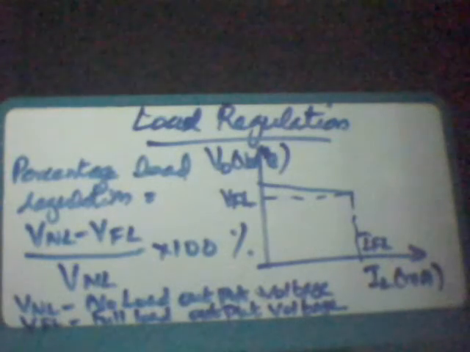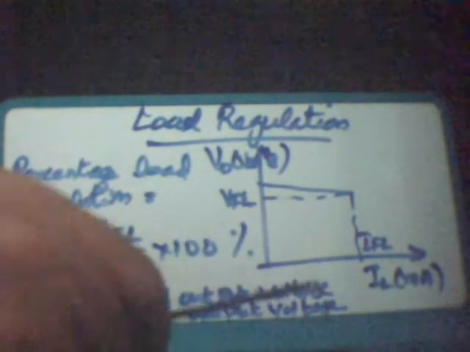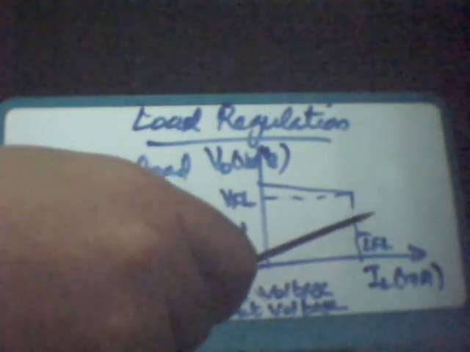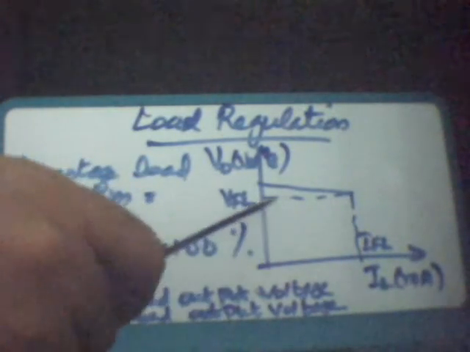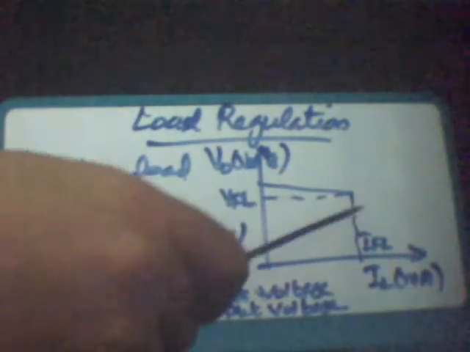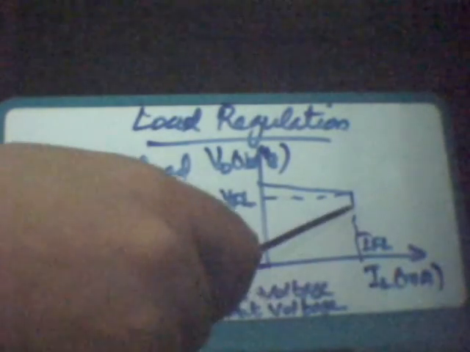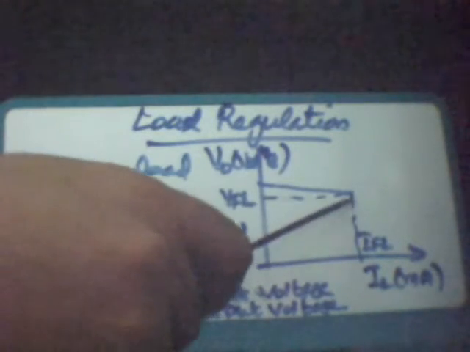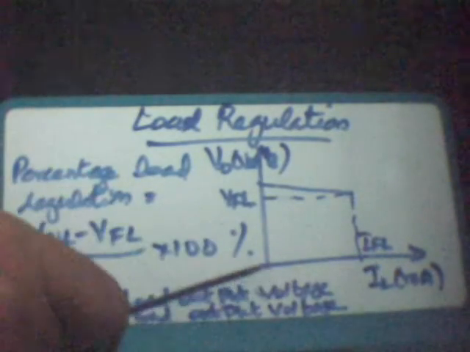You can see in the graph that when the output current increases, the output voltage decreases. This is the full load output voltage, V full load, and this is the full load current. So when the current is at full load, you can see that the output voltage is lower than when IL is 0.